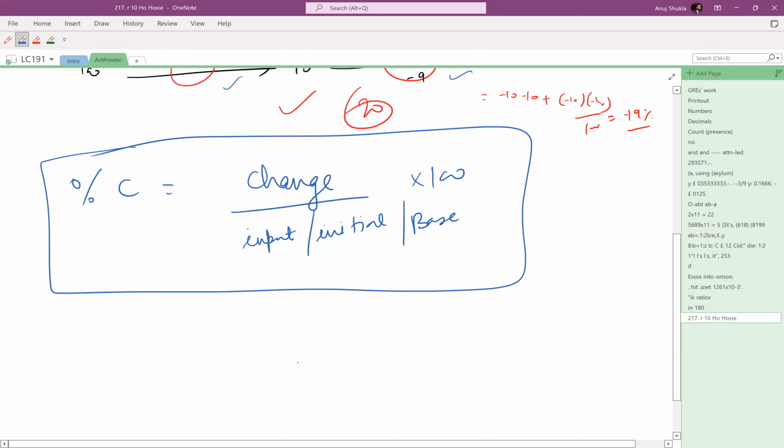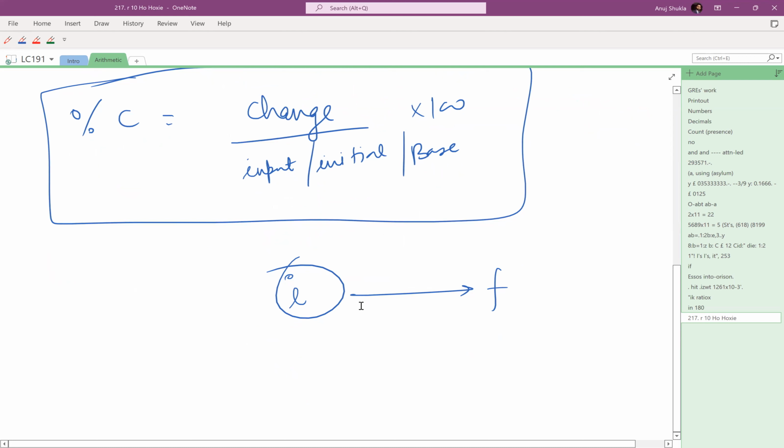If you have the arrow, suppose this is the input value and this is the final value, then you know the input value. But in case you don't have the arrow, how will you find the input value? There are some keywords with which you can find the input value very easily.